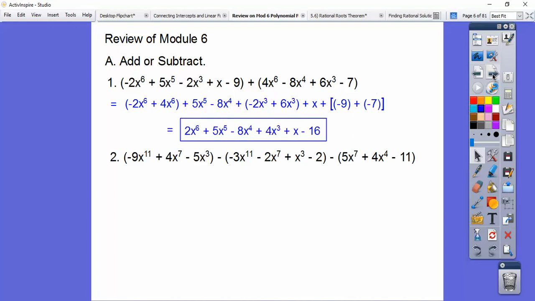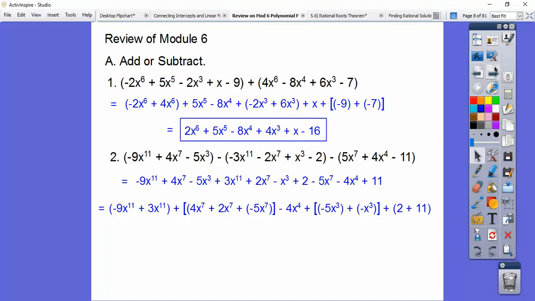Okay, I'm going to go kind of sort of fast. I hope you guys don't mind. Here we got to distribute the negative all the way through, and same here. If we did that correctly, and I think I did, we get that, and then group all the like terms together, all the x to the 11ths, the 7ths. There weren't many x to the 4ths. There's some x to the 3rds, and then the 2 and the 11. If we did it correctly, we should get that. That's our answer right there.